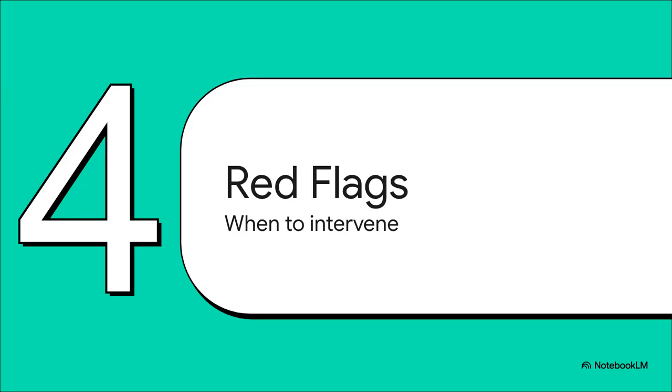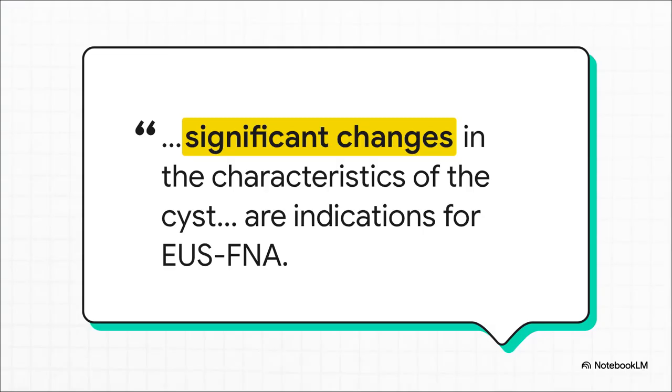Okay, so you've got your patient in a surveillance program. What are you actually looking for on those follow-up scans? Let's talk about the red flags that tell you it's time to step in. The key here is to watch for significant changes. That means if the cyst suddenly develops a solid component, or the main duct starts to dilate, or, yep, you guessed it, the cyst grows past that 3 centimeter mark, the surveillance plan is over. It's time to hit pause and reevaluate with another EUS-FNA.